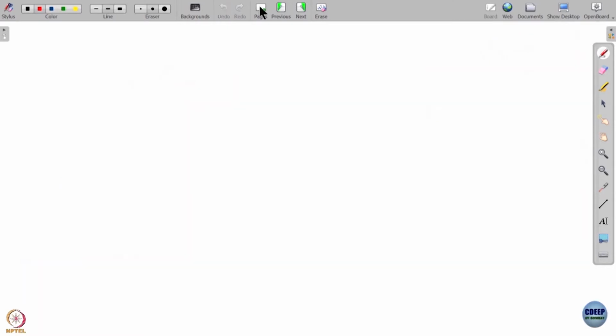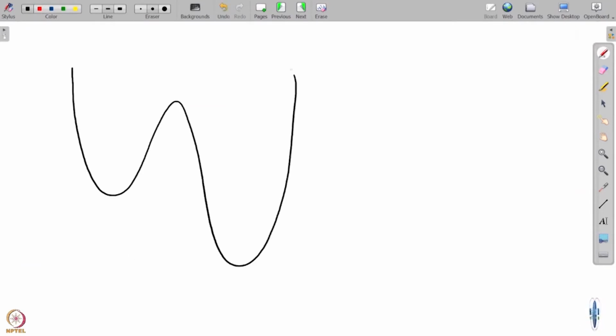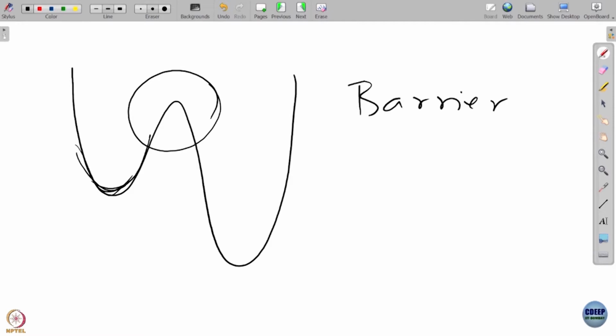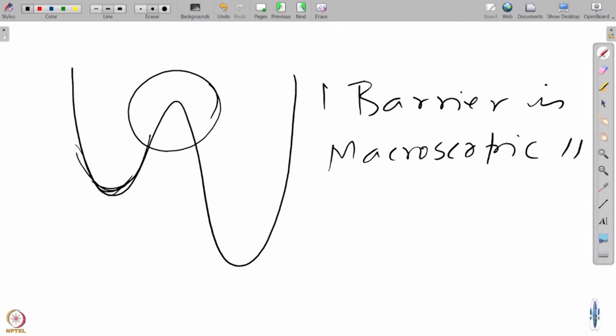Right now, what we are having then is this kind of situation. This is harmonic, but this barrier is large, the barrier is macroscopic. So, the barrier is macroscopic, very important. So, how does the system go then from here to here?